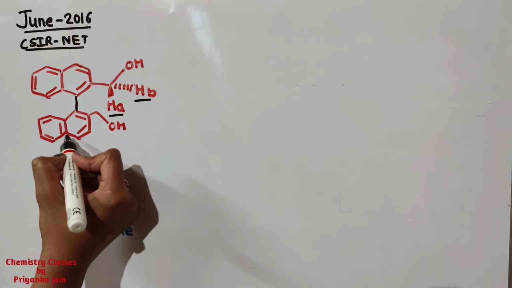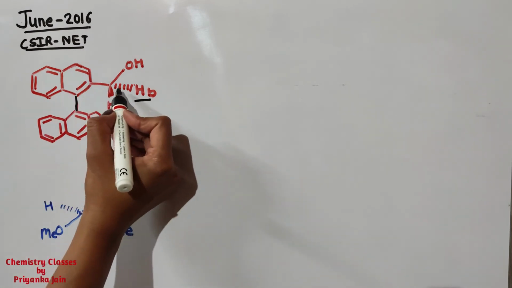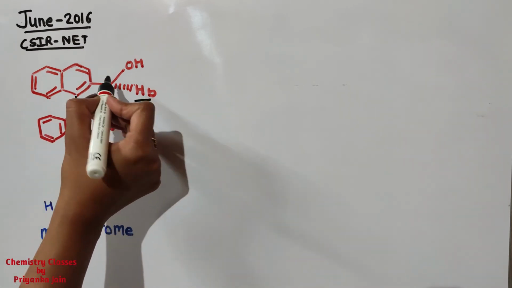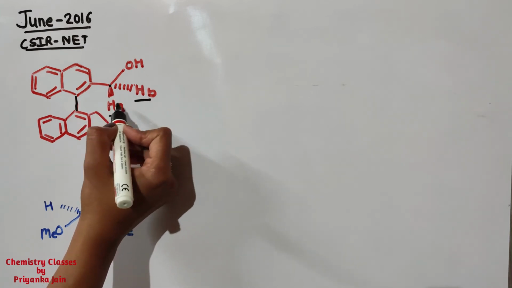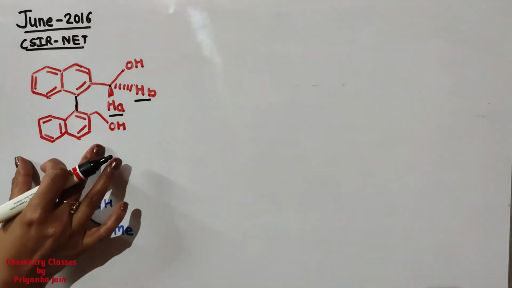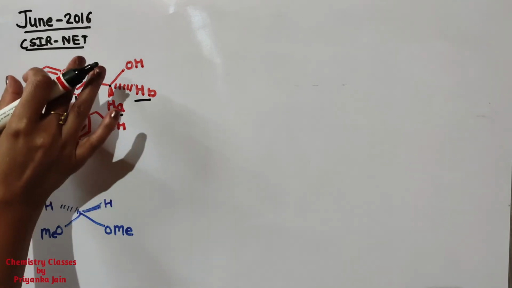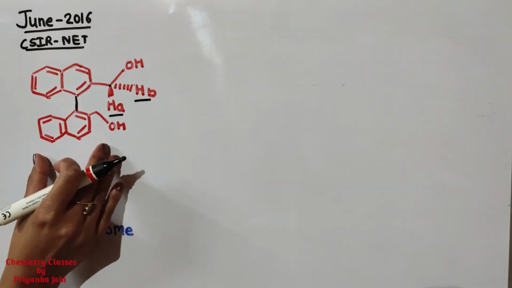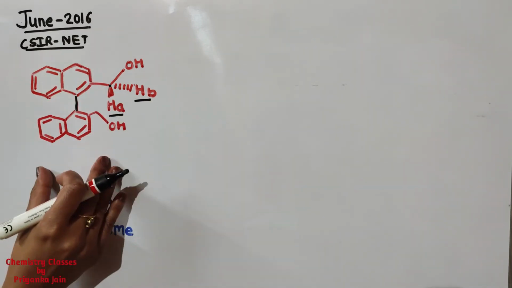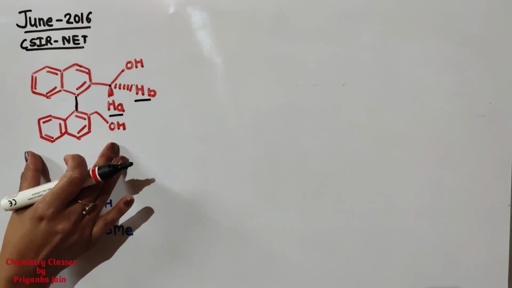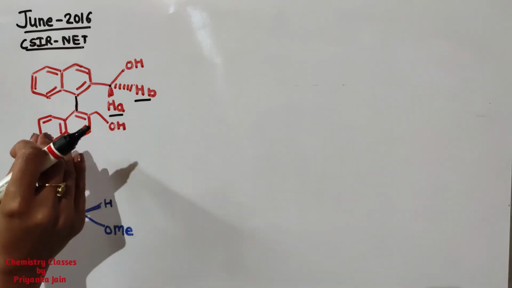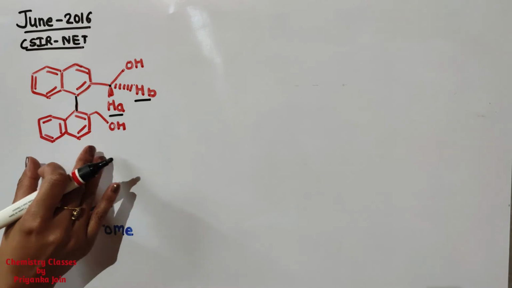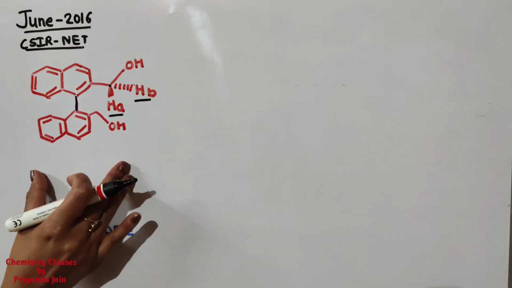This is the biphenyl system, to which this carbon atom is attached and these two hydrogens are attached to it, right? And we know that when the biphenyl system is differentially substituted, when bulky groups are attached to it, then it is a chiral system, right? I will give you another video in which I will give you all the important aspects about the biphenyl system.